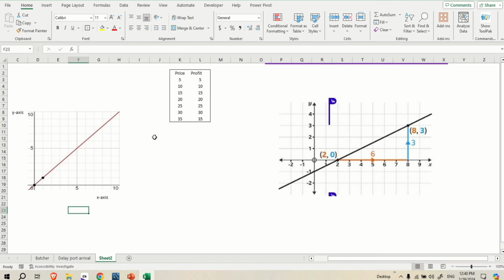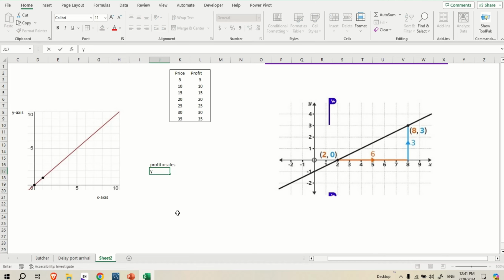Now it's really not usually the case that whatever the price is will be the same as the profit. This is just the most simplistic case of a straight line graph, where the independent variable will always be equal to the dependent variable. So we have that the profit is equal to the price. Like I said, this is the most simplistic form.